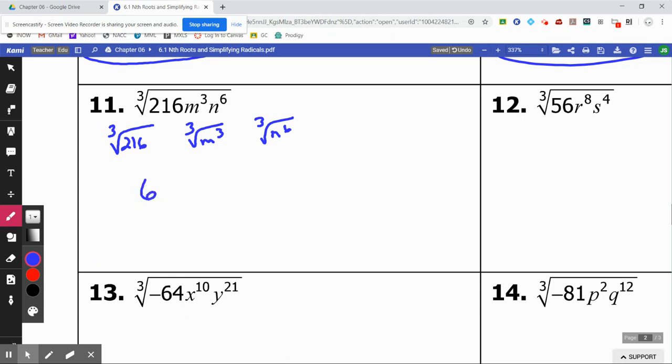The cube root of m to the third is m, because m times m times m, 3 of them, would give you m to the third. The cube root of n to the sixth would be n to the second, because n squared times n squared times n squared would give you that n to the sixth.